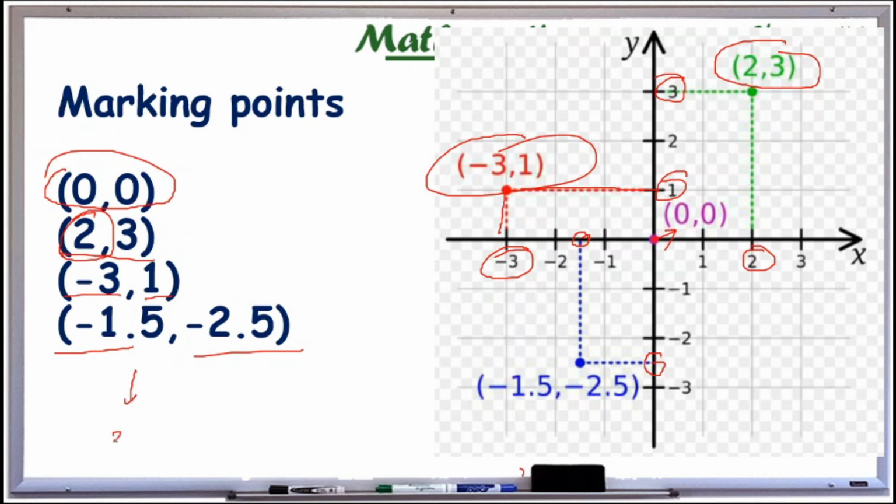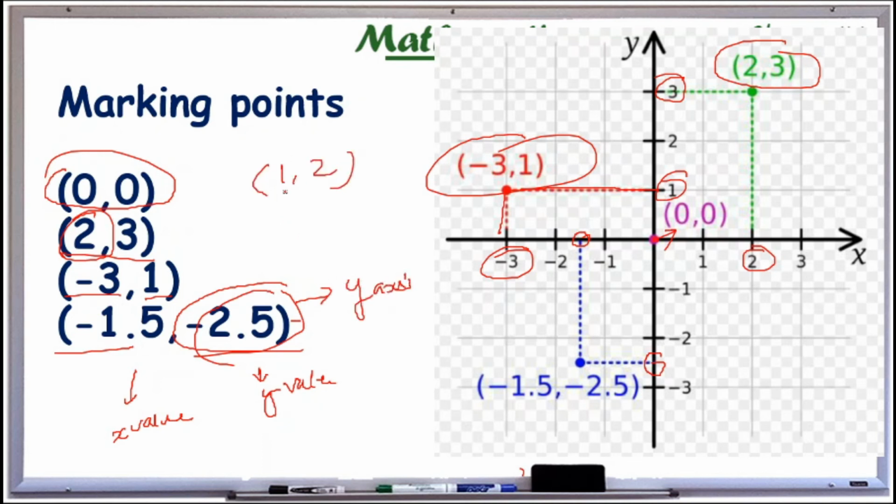This is the x value. Don't search for 2.5 on the x-axis, it is the y value. So you have to search minus 2.5 on the y-axis. So 1 comma 2 means you have to search the x value 1, don't go for the y-axis, and for 2 you have to go to the y-axis. So this is how we are plotting.